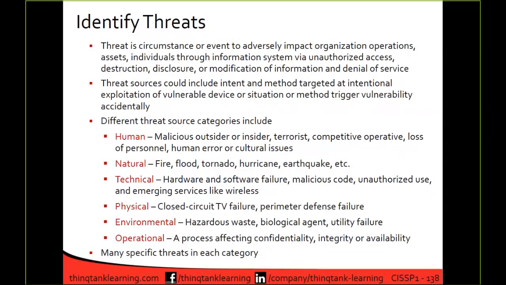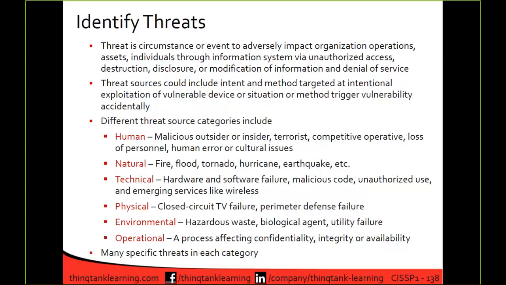Identify the threats. Different than a vulnerability. Actually, identifying the threats really should come first, right? Vulnerabilities come second. But the threat is a circumstance or event that's going to adversely impact your organizational operations, your assets, your individuals through information systems via unauthorized access, destruction, disclosure, or modification of information, or denial of service. Wow, destruction, disclosure, modification, integrity, confidentiality, availability, right? It all comes back to that, the CIA triad.